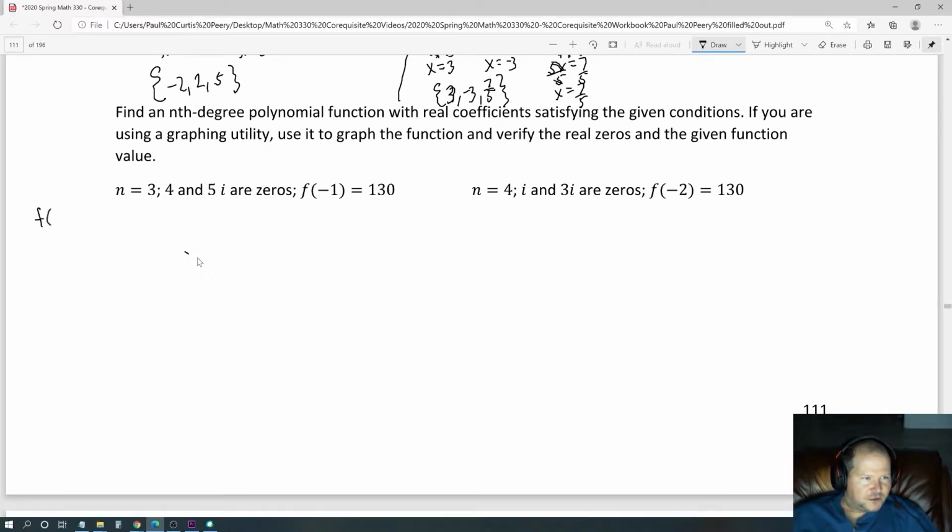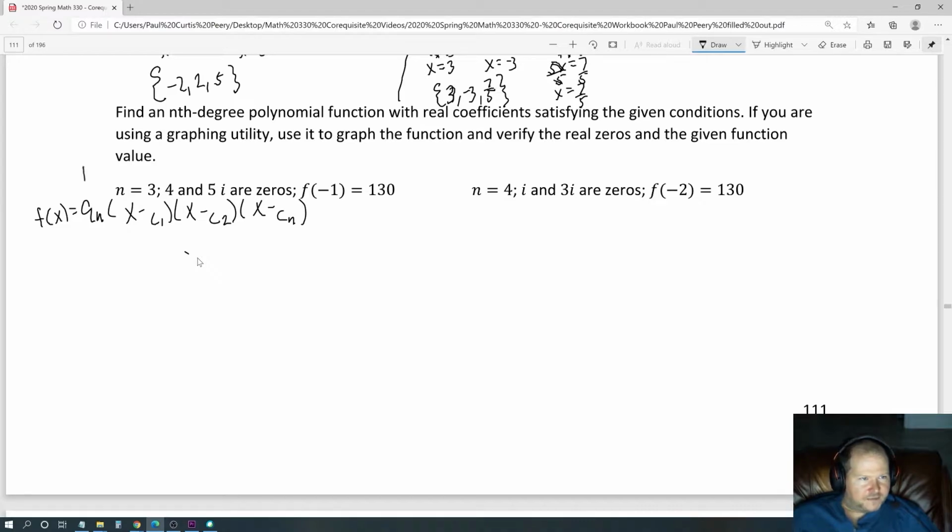Let's put the general form first. Hopefully this means something to you. So that would be a_n (x minus c1)(x minus c2)... (x minus c_n), whatever that n may be. In this case, it's 3, so there'd just be this, right? So we're trying to figure out what goes in what place here.